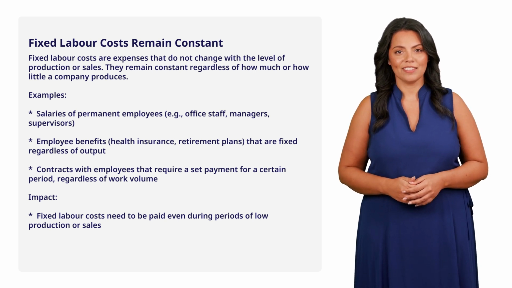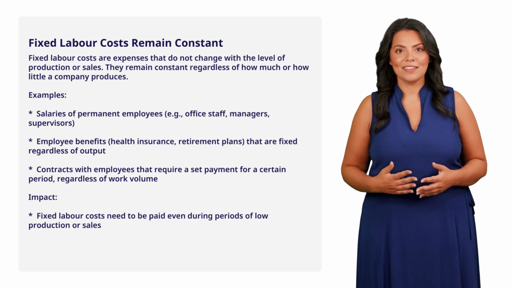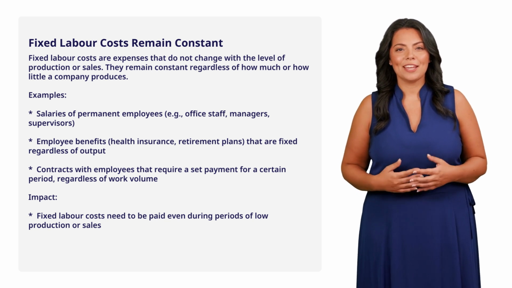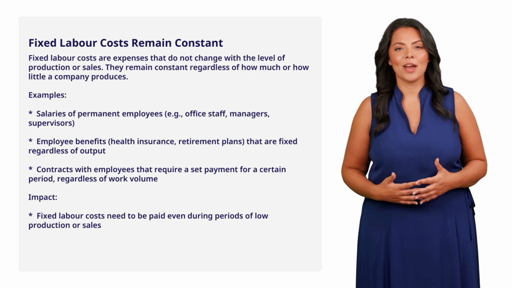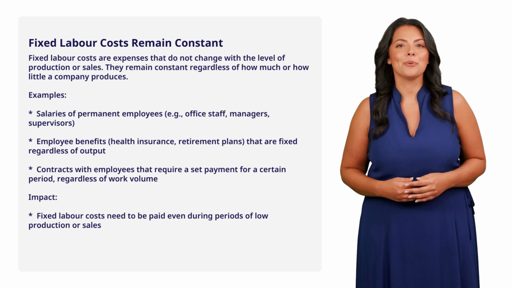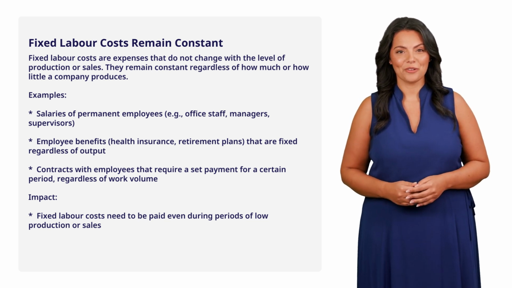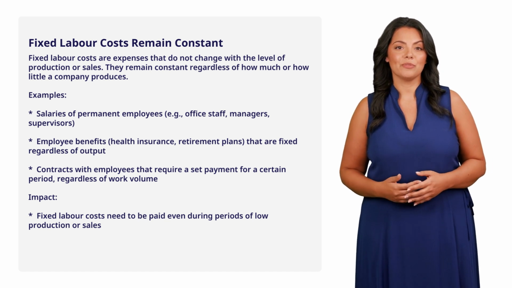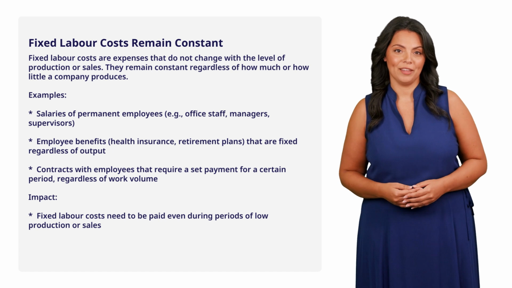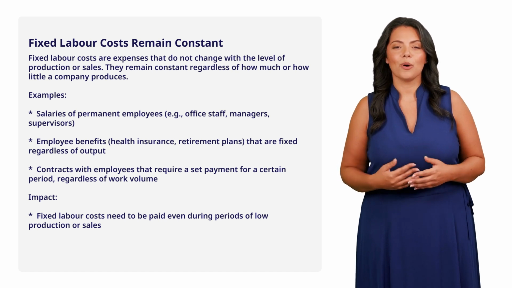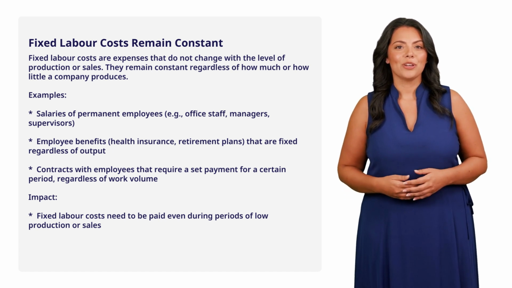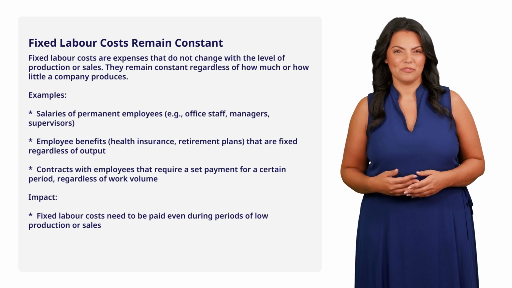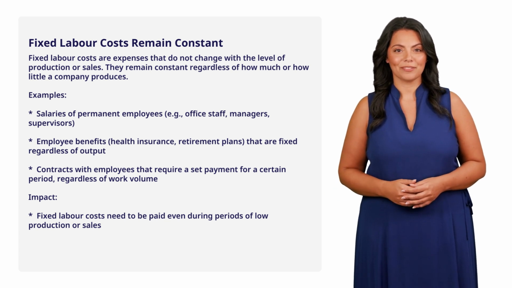The characteristics of labor costs are that they are consistent and predictable, as they do not fluctuate based on the amount of work done. Examples of this are the salaries of permanent employees such as office staff, managers, and supervisors. Fixed labor cost also includes the employee benefits you may pay for health insurance or retirement plans that are fixed regardless of output of your production, or sales volumes.